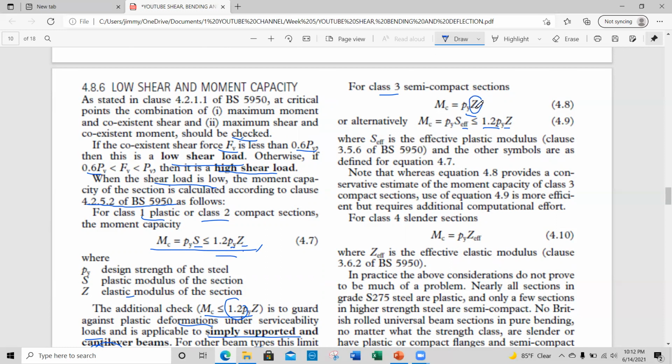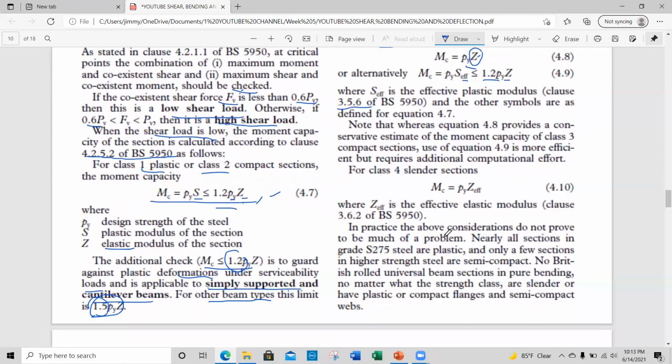This is more about elastic modulus. SF is the effective plastic modulus, clause 3.5.6 of BS5950. And other symbols are noted in equation 4.7. So for class 4 slender section, which are not here, you can have this also. Anyway, I'm going to be focusing more here on low shear load. But it is important for us to take note of the satisfying conditions that you have to achieve, for plastic class 1, class 2, class 3, or class 4.